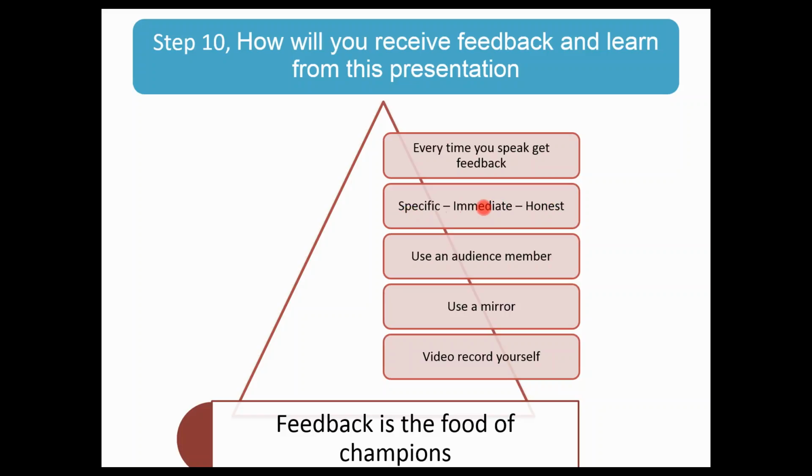So no point giving me feedback on this webinar in 6 months' time, because I will not be able to remember what I've done and what I have not done. Give me feedback via email straight away, within 24 hours, please. So where do you get feedback? Use an audience member. In terms of your body language, or in terms of your nonverbal, you can use a mirror to practice.